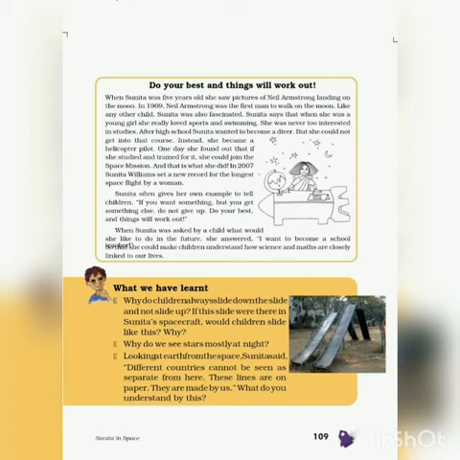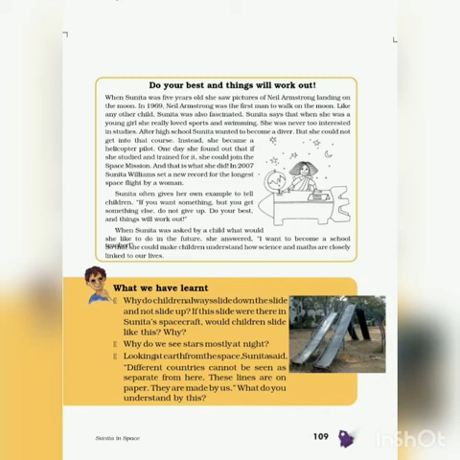When Sunita was asked by a child what she would like to do in the future, she answered, I want to become a school teacher. In the future she wants to become a school teacher only. And so that I could make children understand how science and maths are closely linked to our lives. I want to explain the importance of science and maths in our life. Now what you have learned, these question answers are also there in your notes.